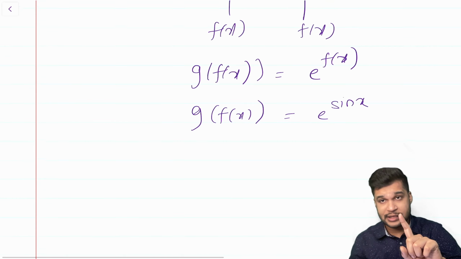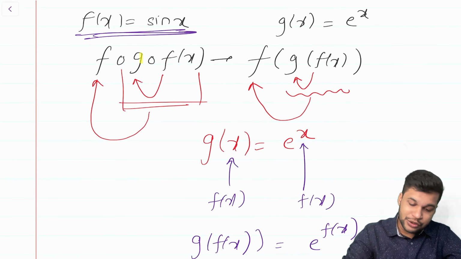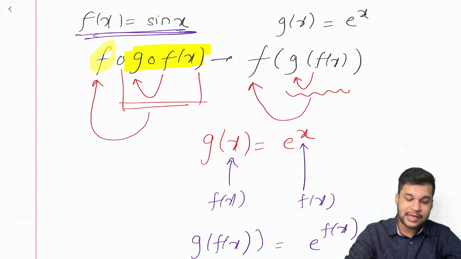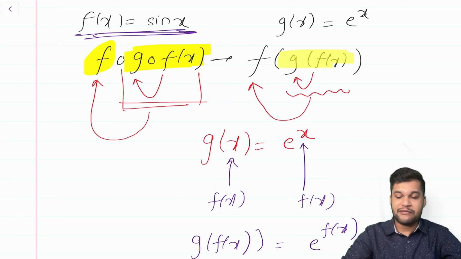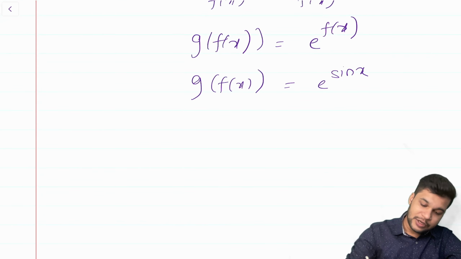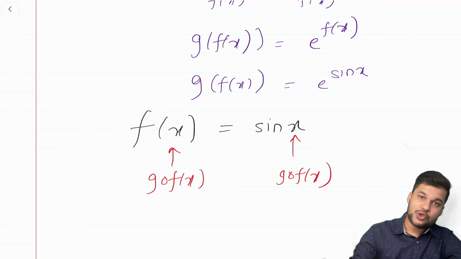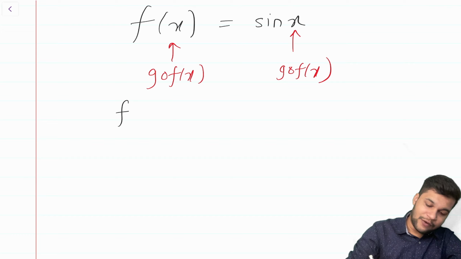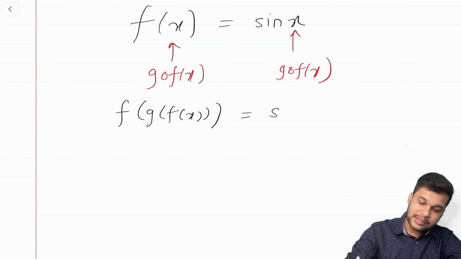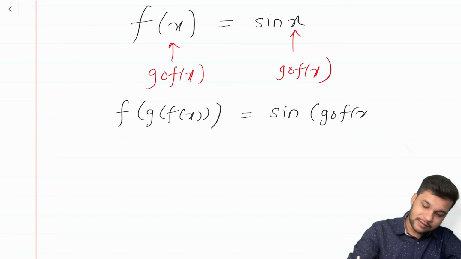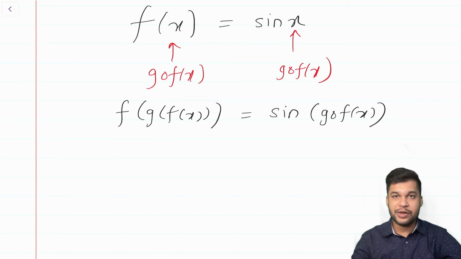But that's not the final answer. You have to substitute g of f(x) inside f. So what is f(x)? f(x) is sin x, right? And now instead of x, you will substitute g of f(x). So what do you get? You get f of g of f(x) equal to sin of g of f(x), right? What is g of f(x), guys?